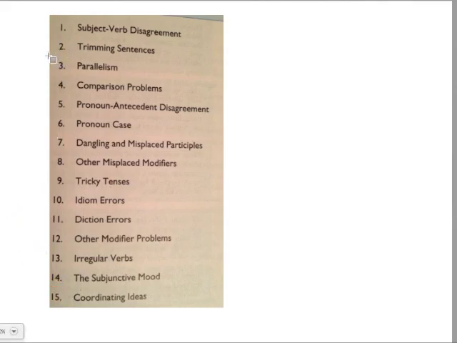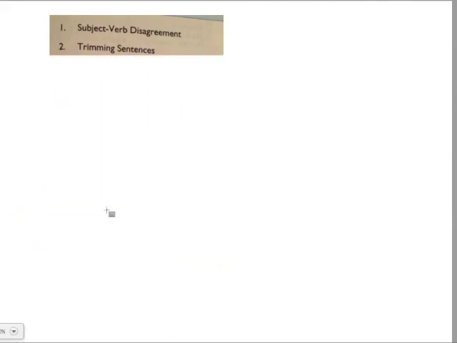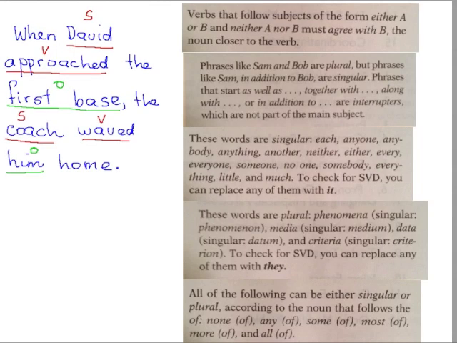So, in this video, I would like to talk about subject-verb disagreement and see if we can use the idea of trimming the sentences to help us identify subject and verb. Verb is the most important part of a sentence, and to spot it, it is important to trim your sentence and expose the verb. The thing that does the verb is called the subject, and the object is what receives the verb. For example, when David approached the first base, the coach waved him home.